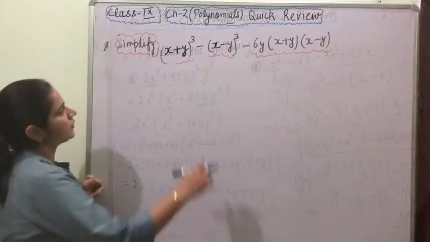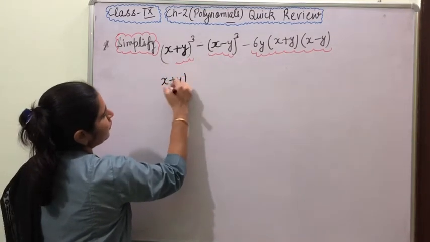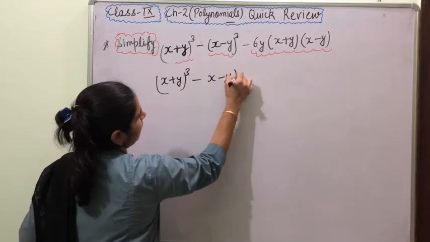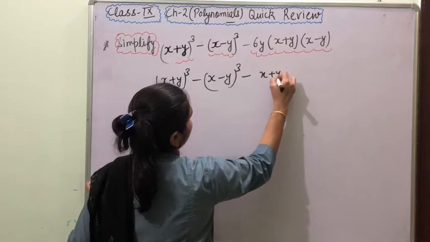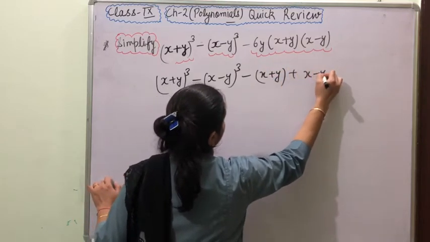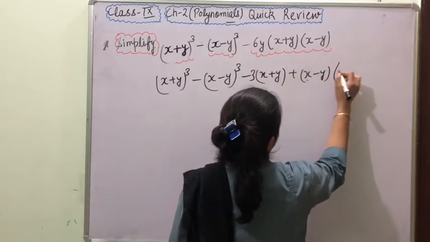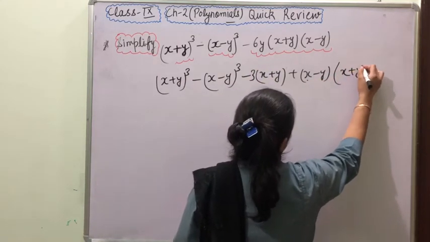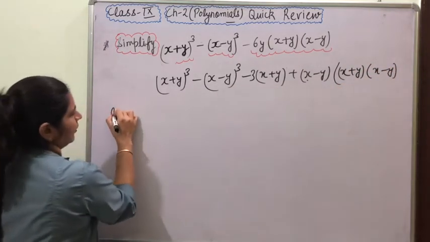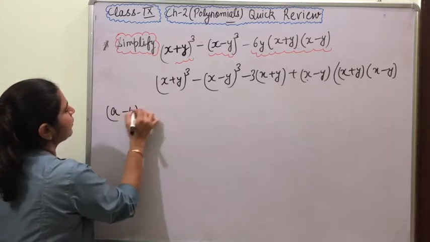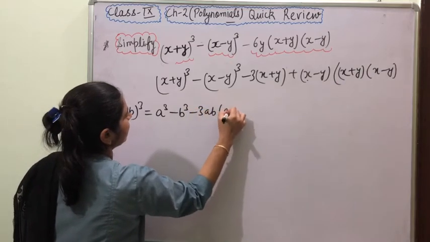Okay, next type is simplify the given polynomial. This we can write as x plus y whole cube, x minus y whole cube, minus addition of these two, x plus y plus x minus y, 3ab into a plus b, x plus y into x minus y as it is. Here I am using identity a minus b whole cube, which is equal to a cube minus b cube minus 3ab into a minus b.